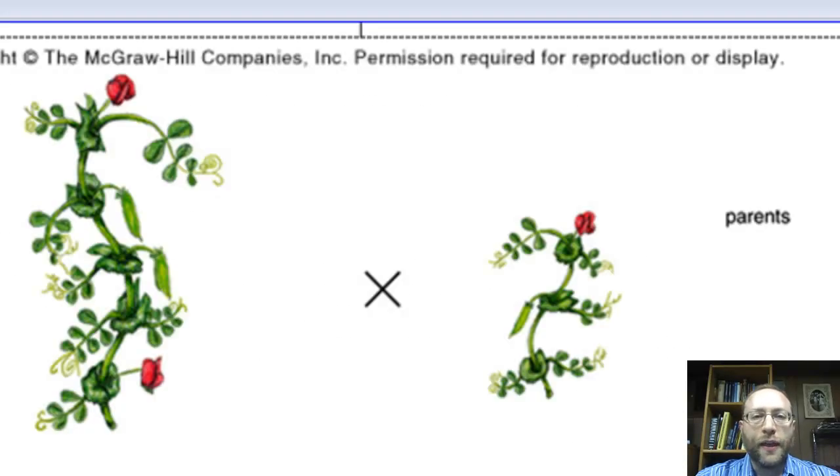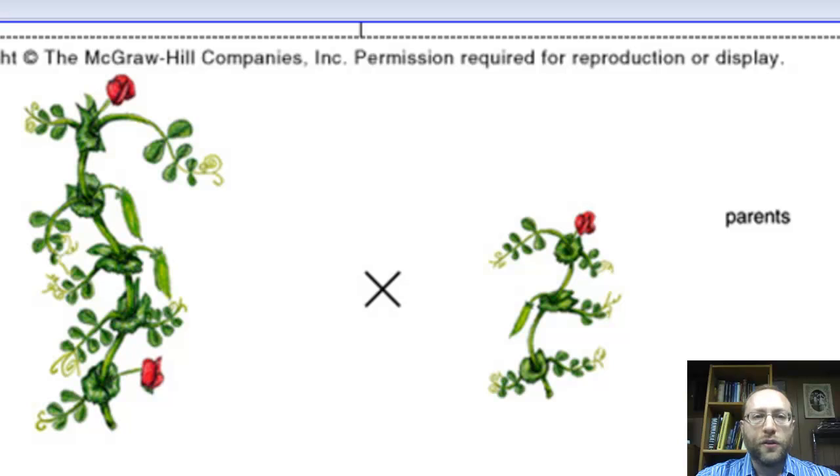Now here we're going to look at one of the first genes that people looked at in terms of inheritance, in terms of dominant and recessive. And this was done by Gregor Mendel back in the mid-19th century. And he was looking at pea plants. Here the gene is for pea plant height. 2 alleles, tall and short.